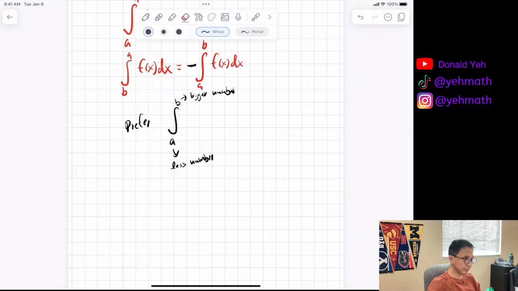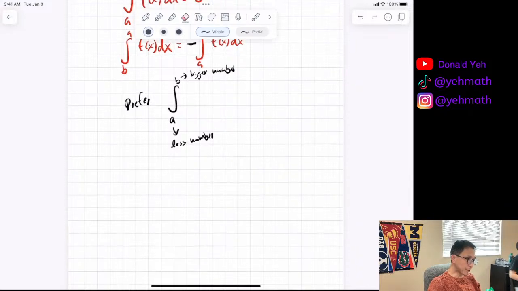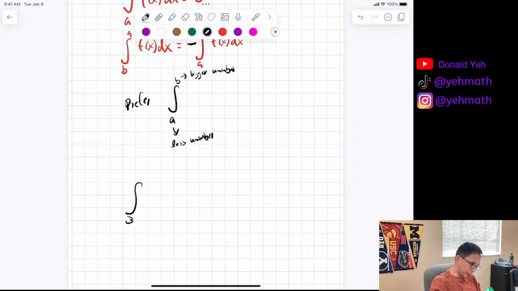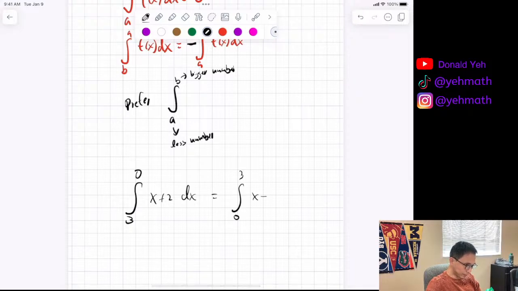Okay, so what would be the integration between 3 to 0 of x plus 2 dx? Now, again, we only know how to do it geometrically, but you see, I changed the boundary. The bottom number is bigger, right? So what we can do is change the boundary from 0 to 3 and do what? Put a negative sign in the front.